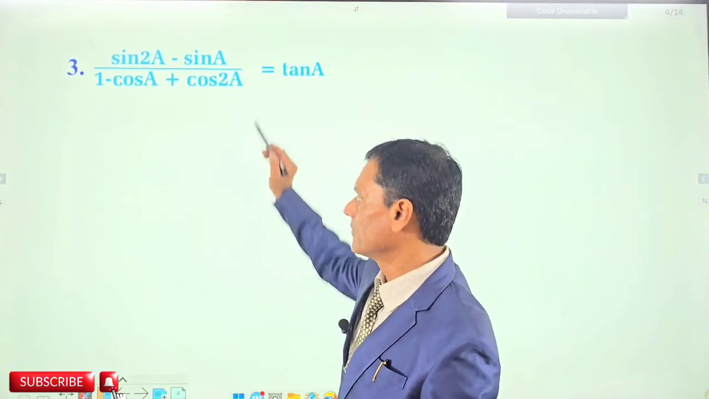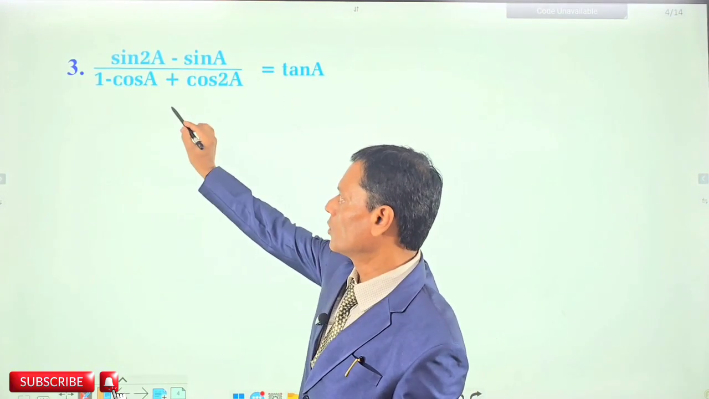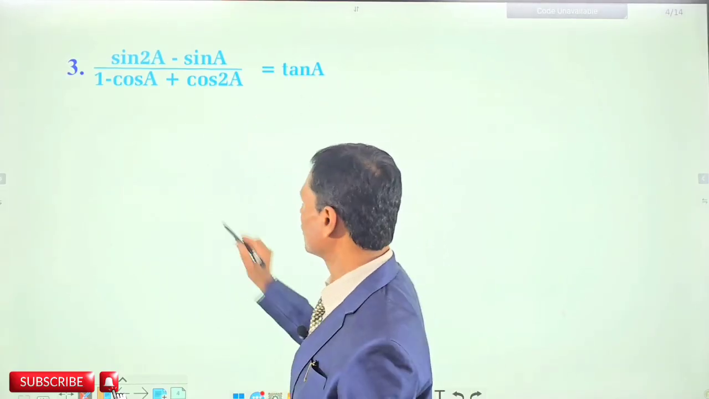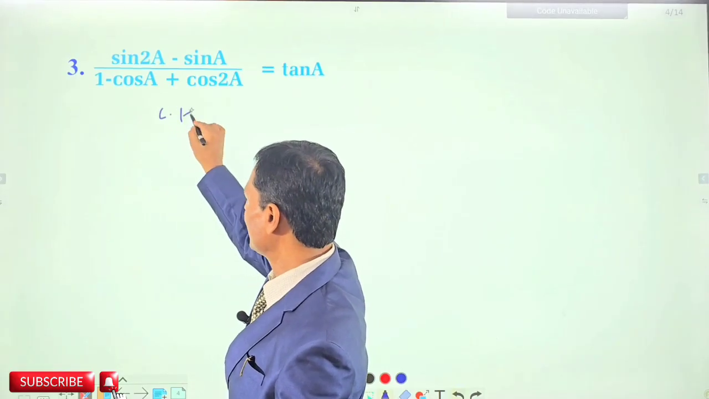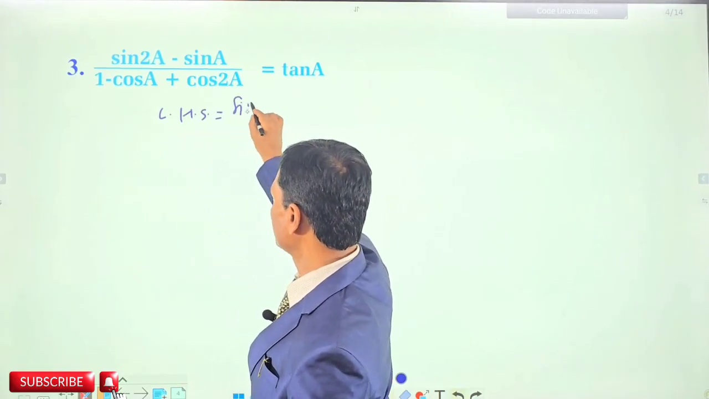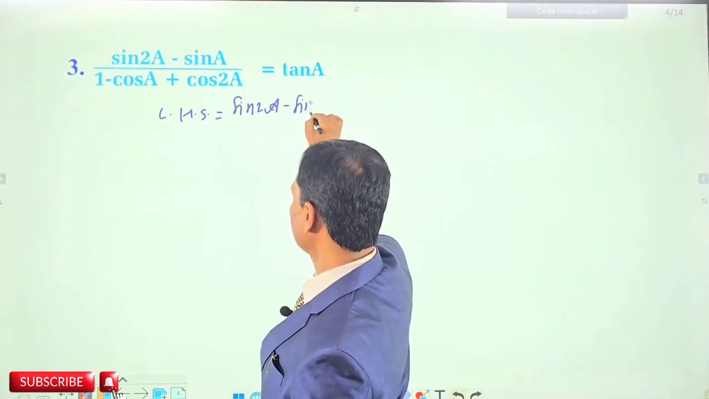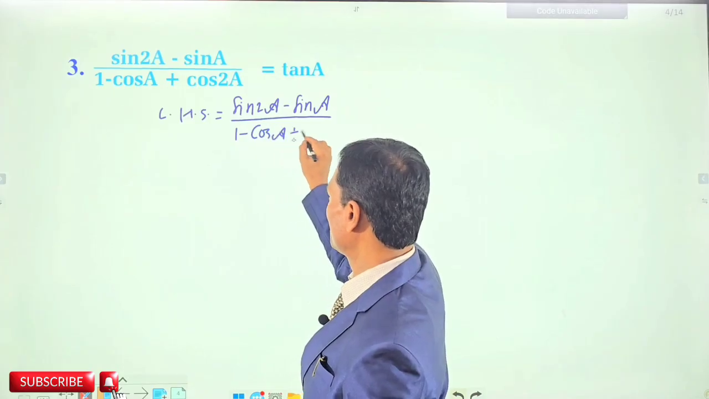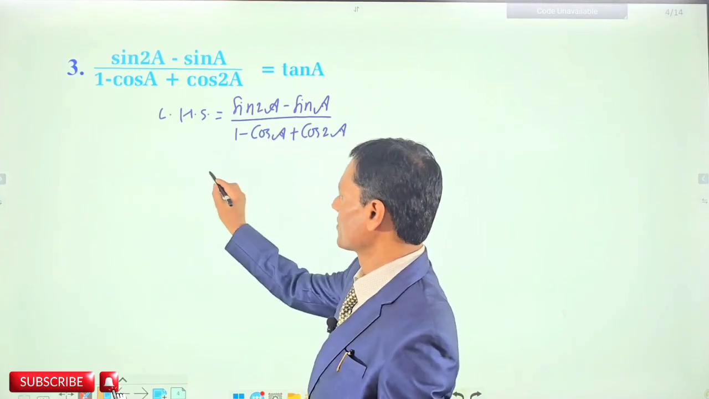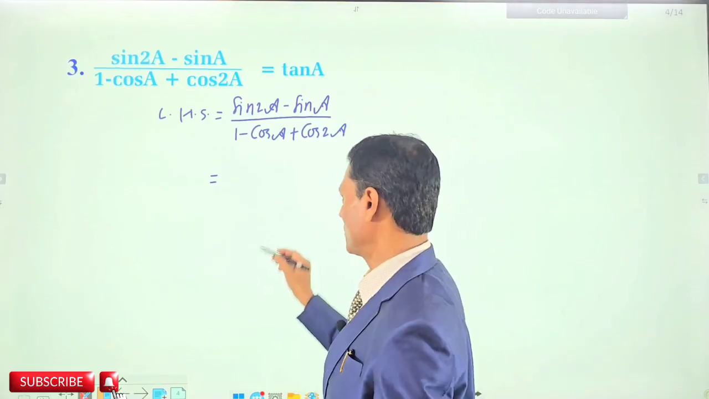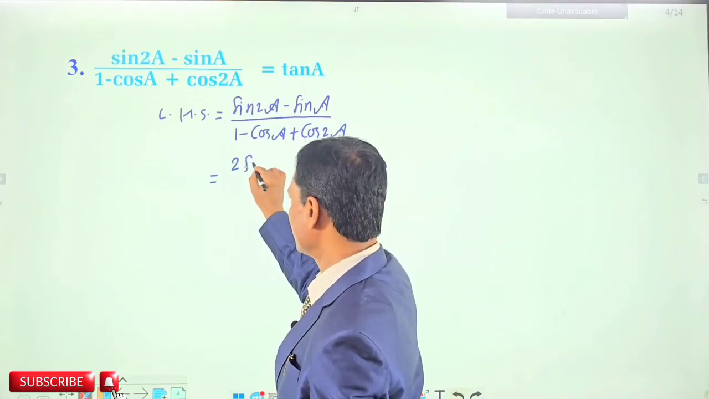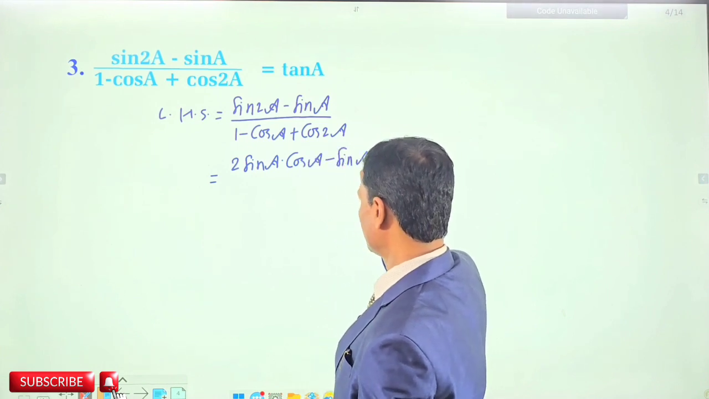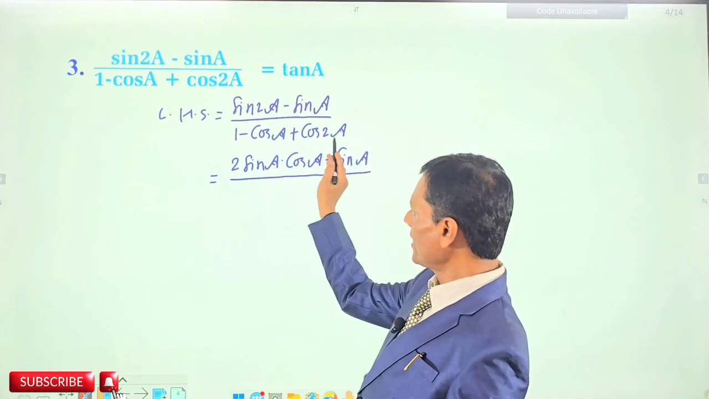Third identity: (sin 2a minus sin a) over (1 minus cos a plus cos 2a) equals tan a. First of all, we are going to choose the left hand side here. Left hand side equals sin 2a minus sin a over 1 minus cos a plus cos 2a. Have a look here. Sin 2a, we know the formula. So sin 2a gives us 2 sin a dot cos a minus sin a, and here 1 plus cos 2a.